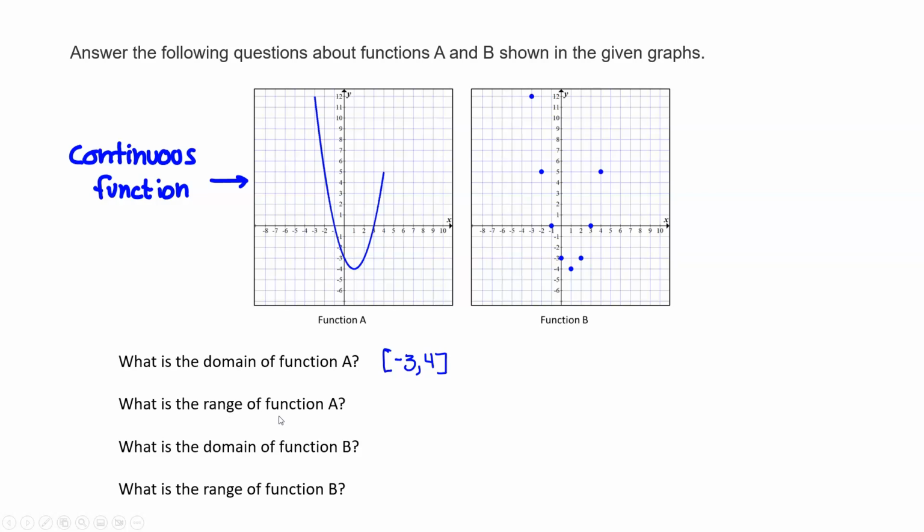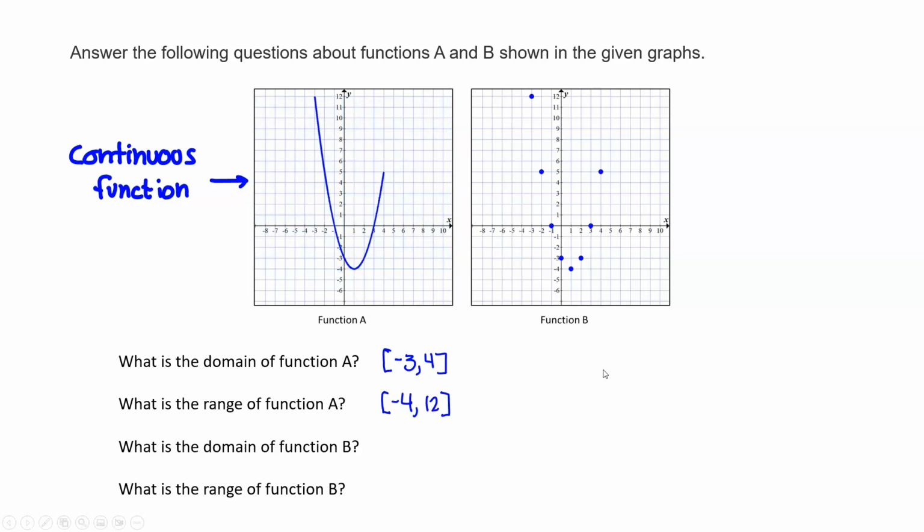For the range, you always want to go from lowest to highest. The lowest point here is -4. The highest is 12. So the y values start here and end here, with everything between them shaded. So you would have bracket -4, comma 12, close bracket.